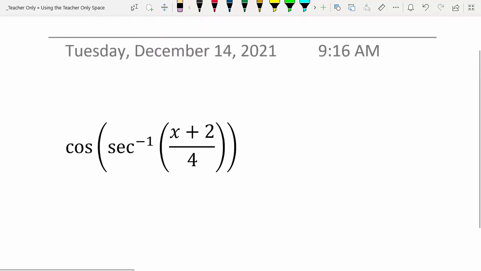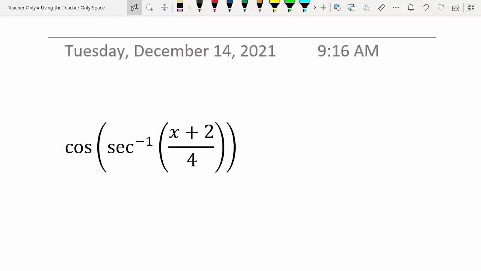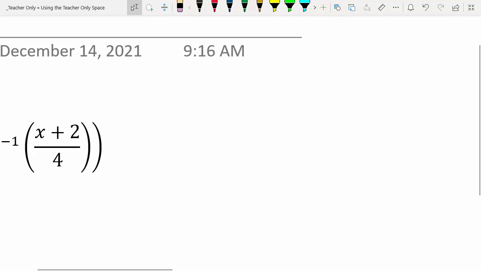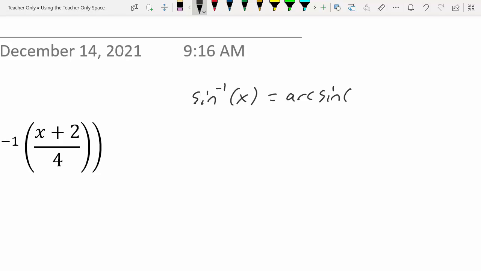In this video, we're going to talk about evaluating arc-trig inside of trig and how to rewrite this with no trig at all by the final answer. As a quick reminder, when we see, for example, sine to the -1 of x, that doesn't really mean 1 over sine. That means inverse sine, which can also be thought of as arc sine. Those things are equal. So we have that.